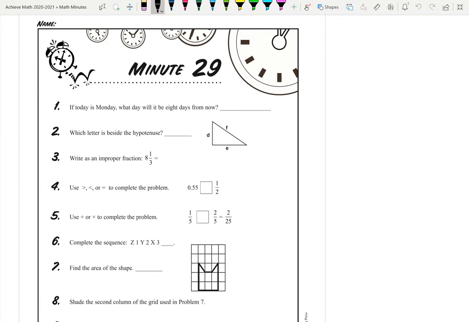So, today's Monday. What day will be 8 days from now? You can go ahead and count Monday, Tuesday, Wednesday, Thursday, Friday. But I'm going to show you that a week is 7 days, so I'm going to represent it as 7 plus 1. The reason I'm doing that is in 7 days, it's going to be Monday. So in one more day, it will be Tuesday.